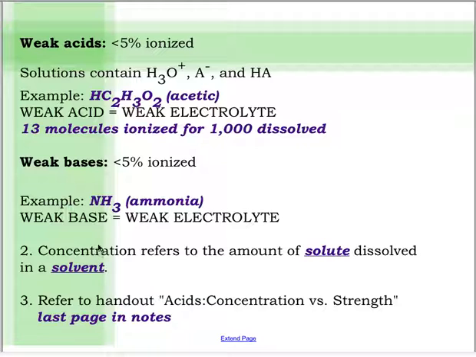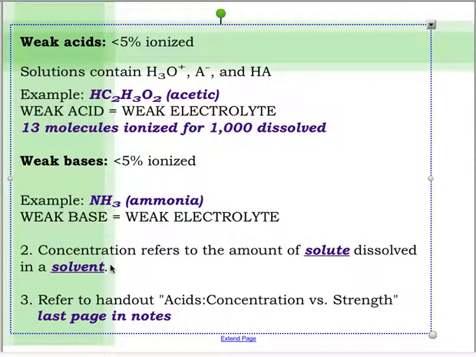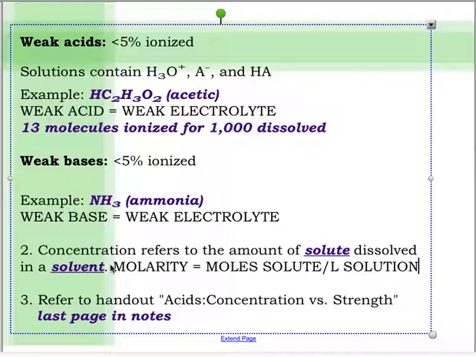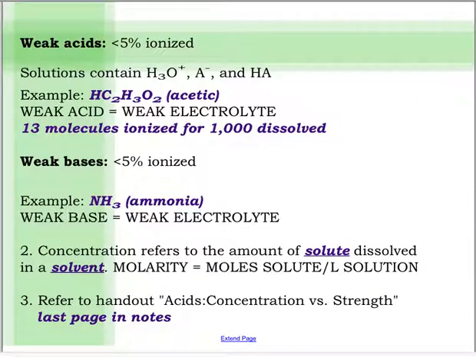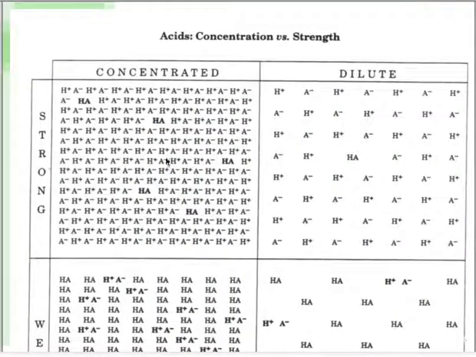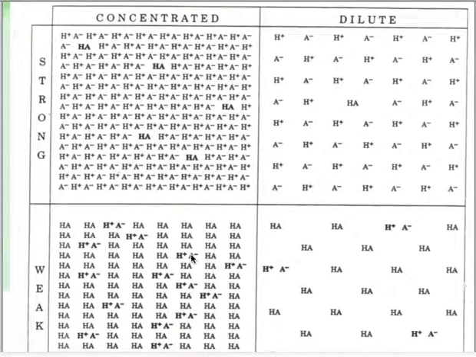And then what you want to remember, concentration is all about molarity. So if you're talking concentration, you're talking molarity, which we should all remember is your moles of solute divided by liters of solution. And if you look here, there's a difference between being concentrated and dilute. That's the actual amount of your acid. But that's different than being strong and weak.